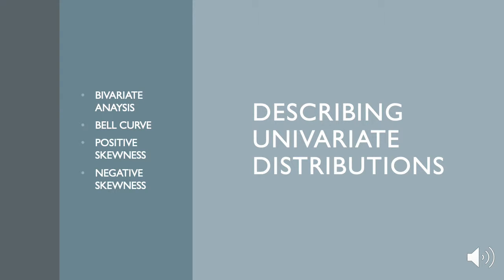Today we'll be describing univariate distributions. We'll go over bivariate analysis, bell curve, positive skewness, and negative skewness.